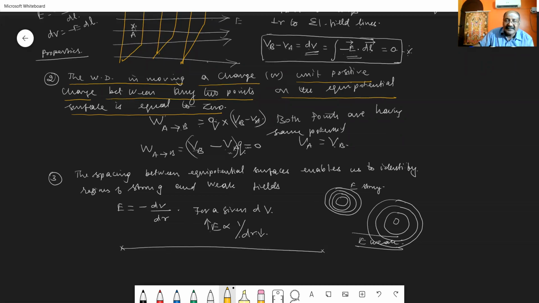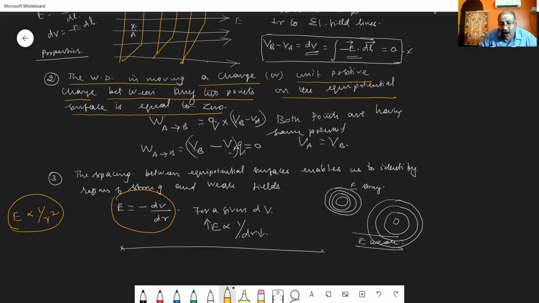The third one is the spacing between the equipotential surfaces enables us to identify the regions of strong and weak fields. That is, when you are considering the electrical field E and the distance, electrical field is inversely proportional to the square of the distance for a point charge. In general, with the relation between potential difference and electrical field, we will have E is equal to minus of dV by dr.